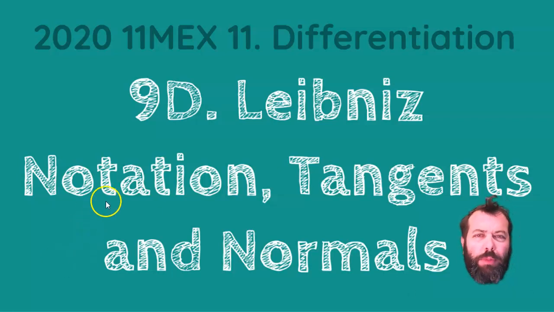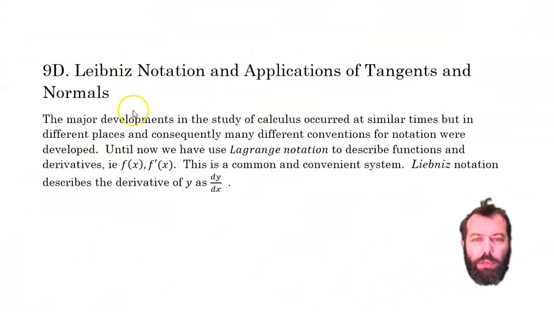So we've got a bit of a mixed bag here today. We're going to start with a different type of notation we're going to call Leibniz notation. We're also going to look at a fairly lengthy example with tangents and normals. So what do we mean by Leibniz notation?